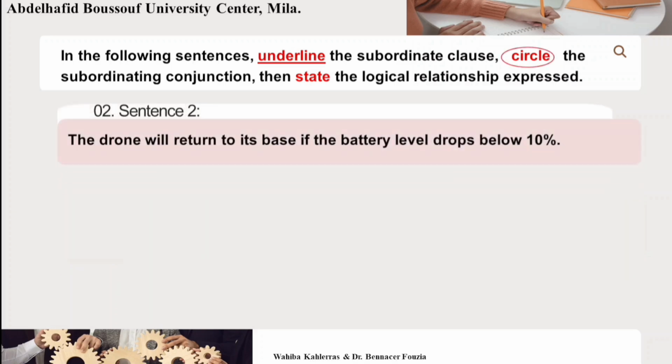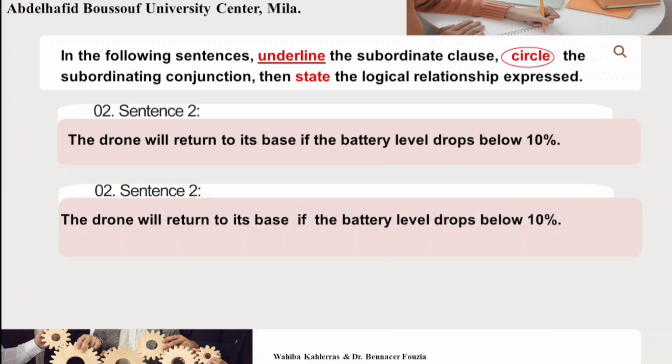Sentence 2, the drone will return to its base if the battery level drops below 10%. We have if as the conjunction, and "if the battery level drops below 10%" is the subordinate clause. It cannot stand alone because it starts with the conjunction if. The relationship is condition.